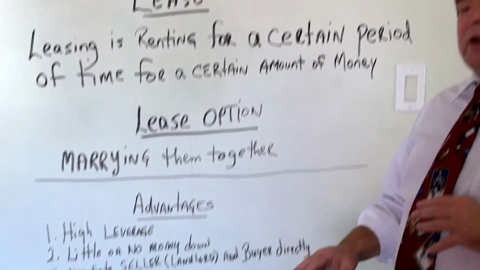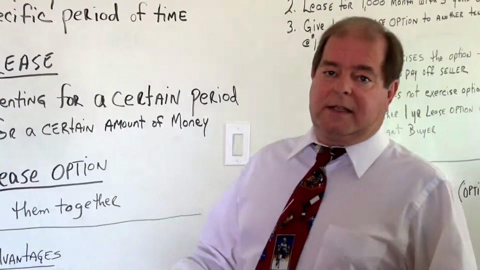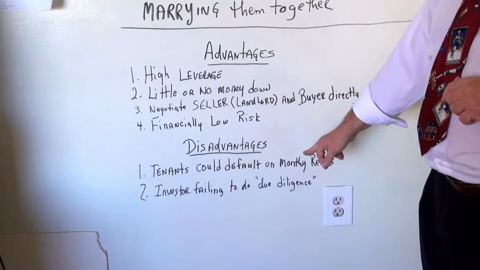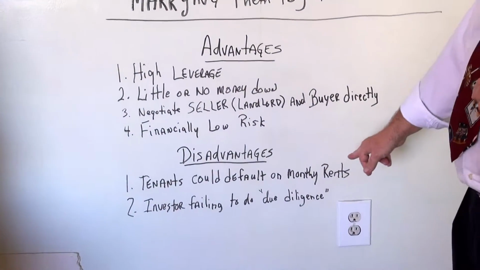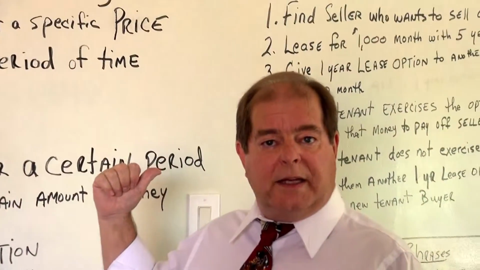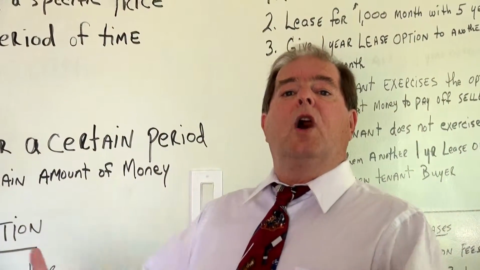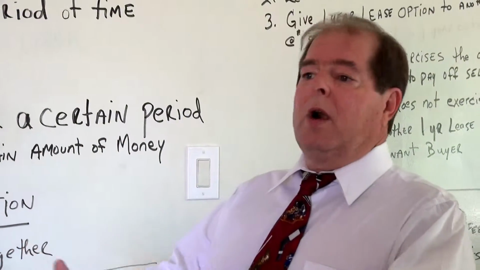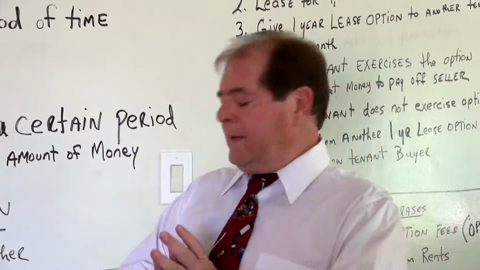Okay. Now, are there disadvantages to this? Yes, there are. Number one disadvantage is the tenant could default on the monthly rents. So if he defaults on the $1,500 a month that he's paying us, we still owe the $1,000 a month to our landlord or seller, whatever you want to call him.